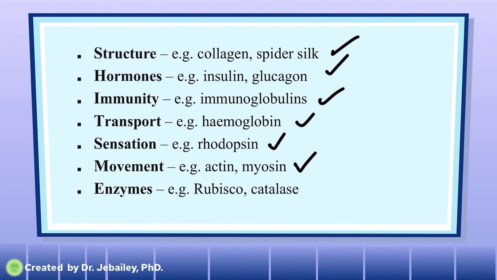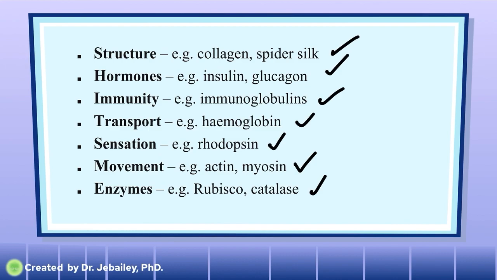Movement can be actin-myosin, which is the movement of the muscle. And then enzymes, we have Rubisco, which is in photosynthesis, and catalase, which can be broken down in our own body. So these are the different types of functions that protein can inherit.